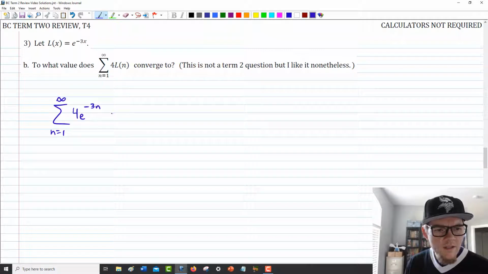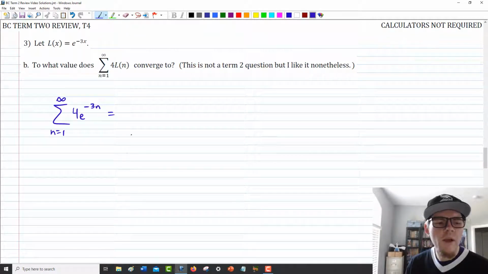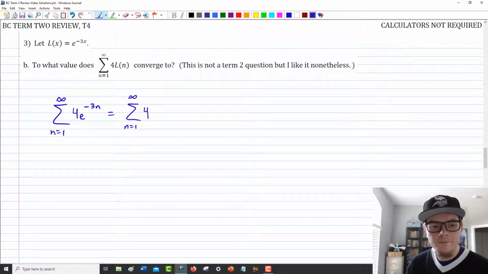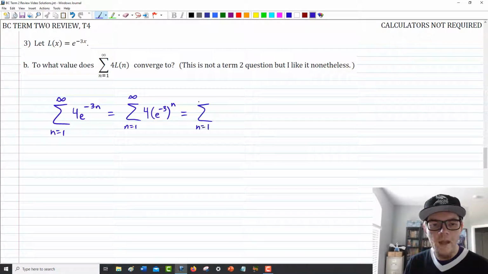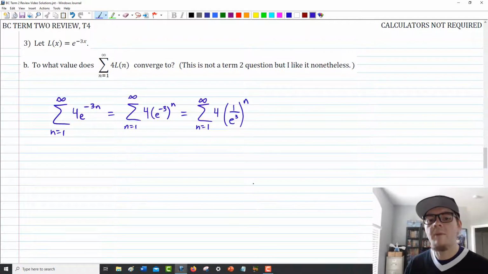So in looking at this, it doesn't necessarily jump out at me right away. So I'm going to make some cosmetic changes to the summand, the thing on the inside. This is the same thing as 4e to the negative third to the n. You maybe are figuring out where I'm going as soon as I do that. And if I rewrite this just a little bit differently, this becomes 4 times 1 over e cubed to the n power. That is clearly a geometric series.